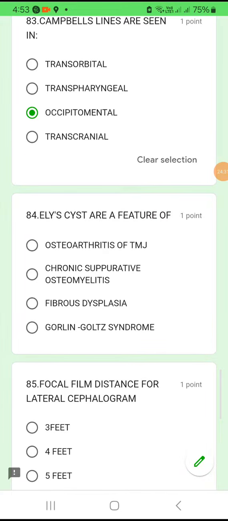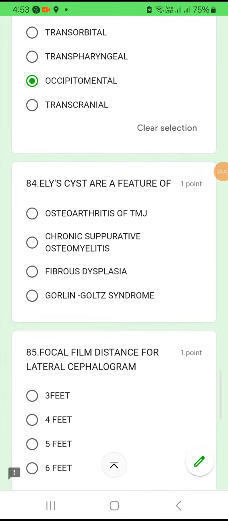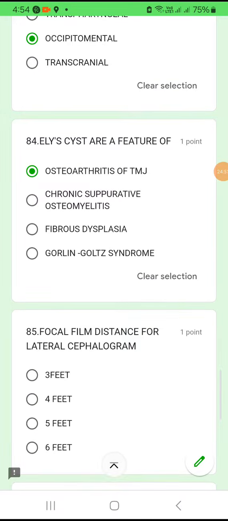Okay. Now, question number 84. Cysts are a feature of osteoarthritis of TMJ, chronic suppurative osteomyelitis, fibrous dysplasia, or Gorlin-Goltz syndrome. Cysts are a feature of osteoarthritis or chronic suppurative osteomyelitis or fibrous dysplasia. Osteoarthritis of TMJ. Okay, early cyst is seen in osteoarthritis of TMJ.